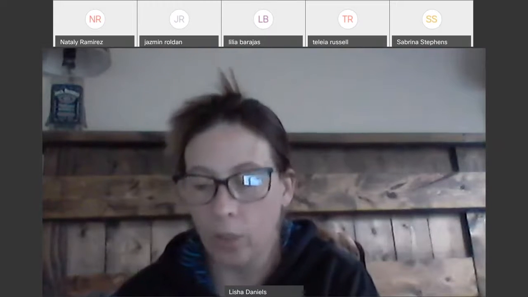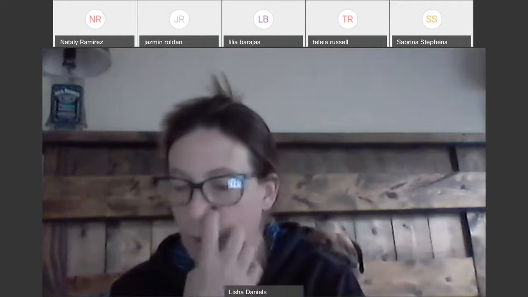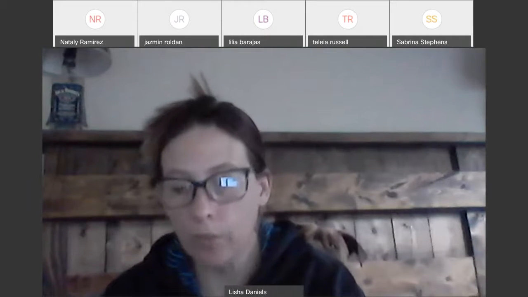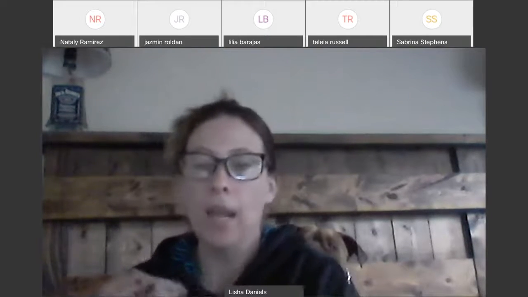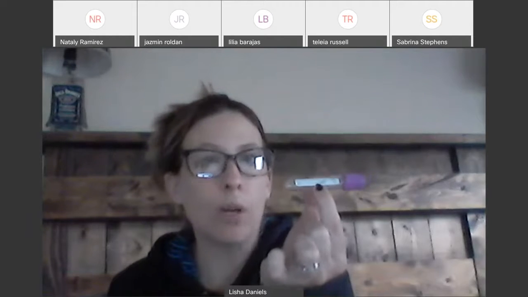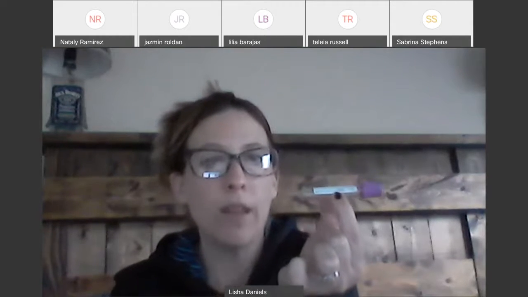So let's go ahead and look at figure 17.3 and 17.4. For 17.3, it shows the expiration date. And if you look on your tubes, you're going to be able to see the expiration date as well. Does everyone see that?